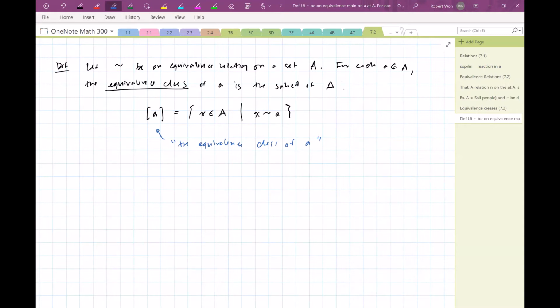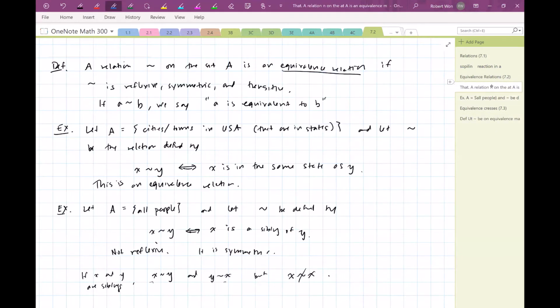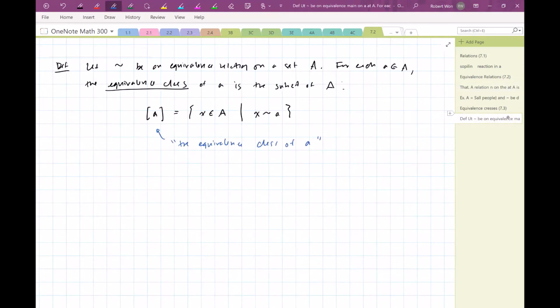Okay, so next lecture, I'll begin by talking about equivalence classes of certain equivalence relations. But let's do one example here. This example, this equivalence relation of same state: what are the equivalence classes? Well, let tilde be the same state equivalence relation on the set of all cities.